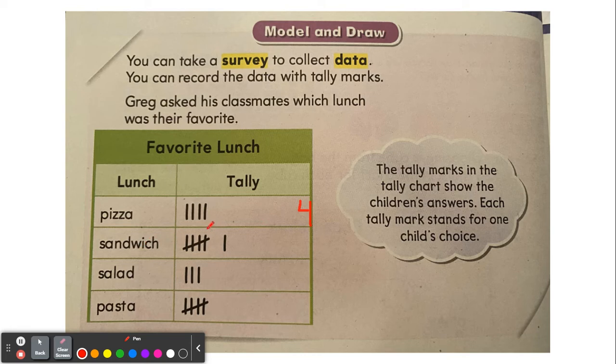How many wanted a sandwich? Oh, look at this. This automatically tells us that there's how many? Yes, 5. So here's our 5, 6. So we write our 6 over here. How many friends liked salad? Can you count those tally marks and shout out the answer? Yes, 3 of Greg's classmates like salad the most for lunch. And how many like pasta as their favorite lunch? Yes, 5. Good job. So now we've recorded our data.